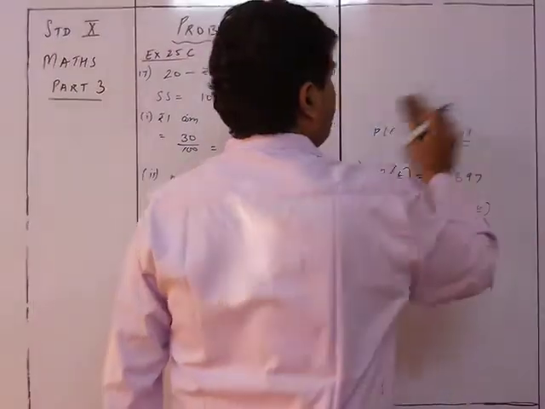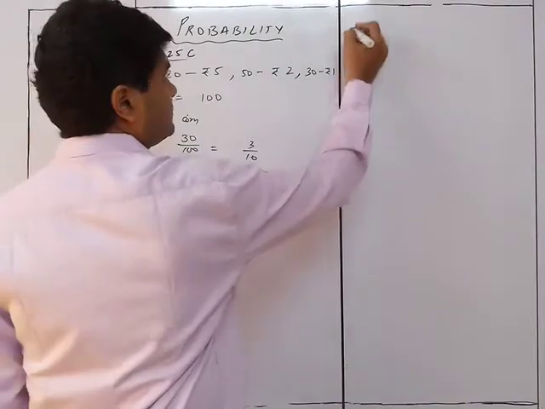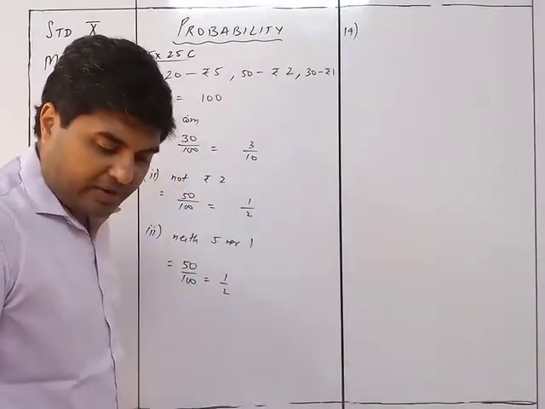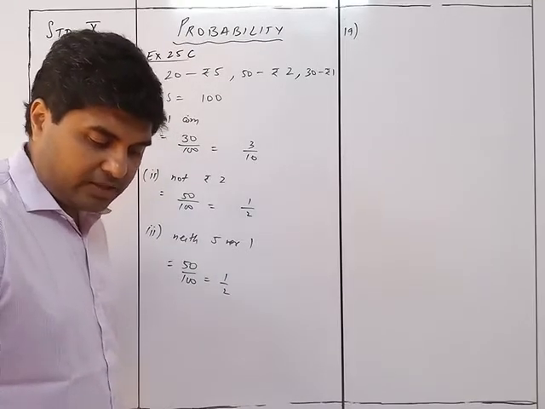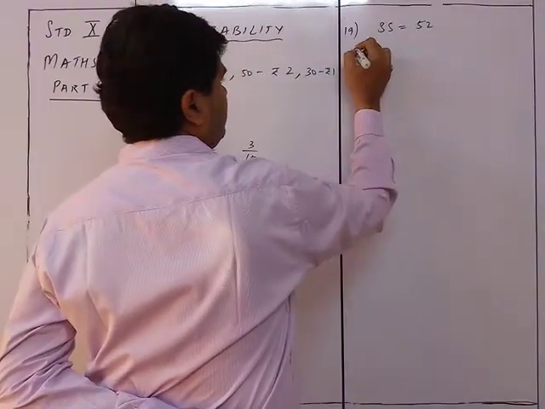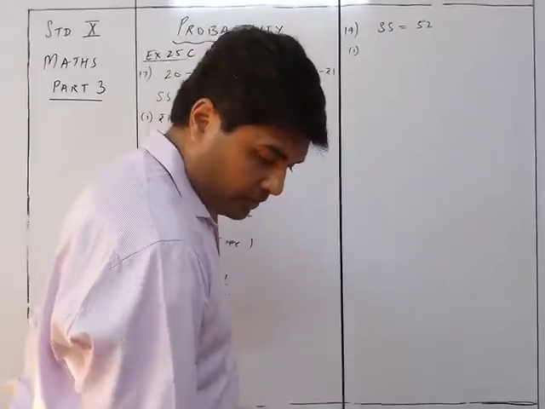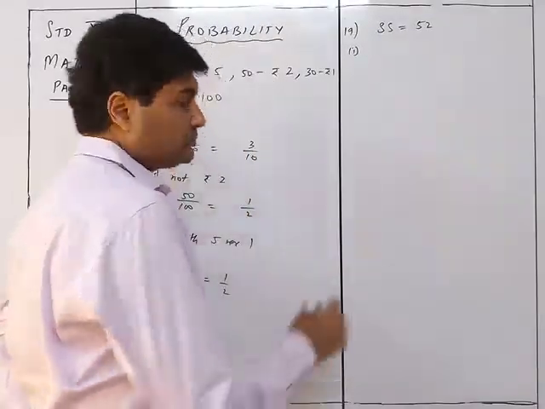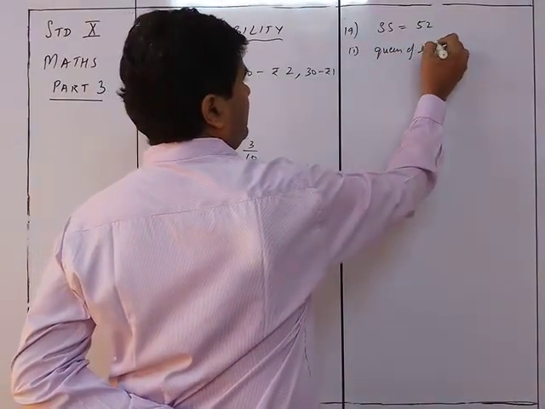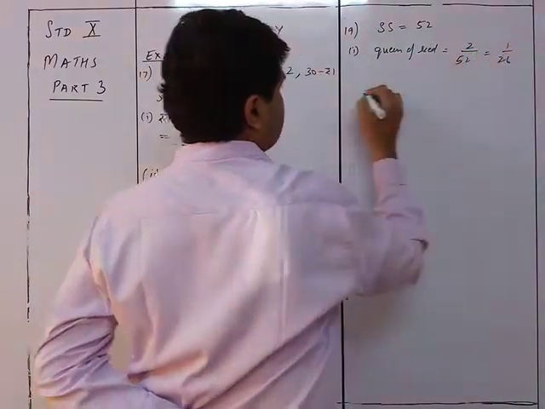We now move on to sum number 19. One card is drawn from a well shuffled 52 cards. Find the probability of getting: so first one, sample space is equal to 52. First part is a queen of red color. So of course there are 2 queens of red, so it will be 2 upon 52, which is 1 upon 26.